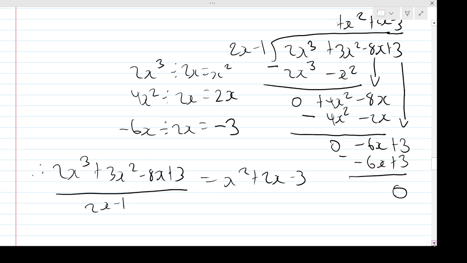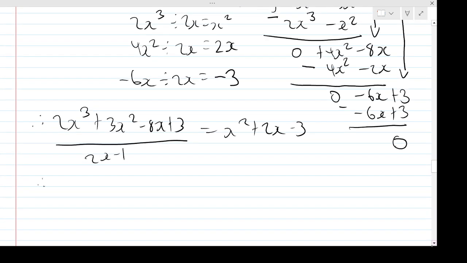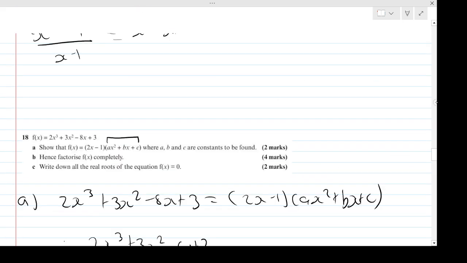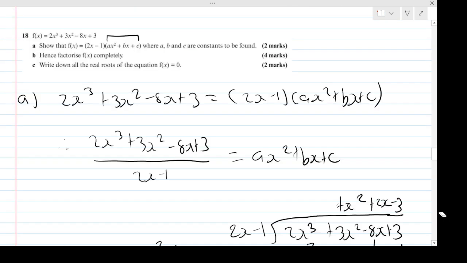So therefore, if we times across by 2x minus 1, I get f of x. So I'll just say 2x cubed plus 3x squared minus 8x plus 3 is f of x, and that's 2x minus 1 times x squared plus 2x minus 3. There we are. Cool. That's part A.